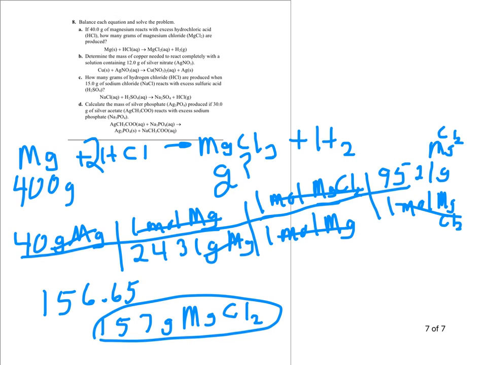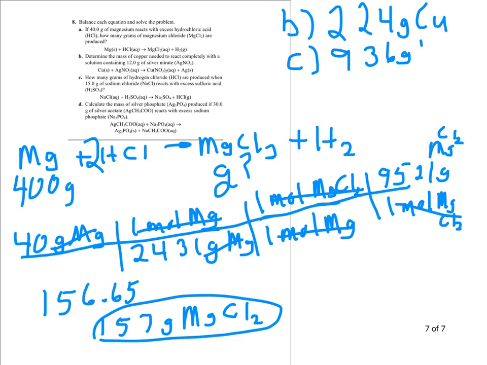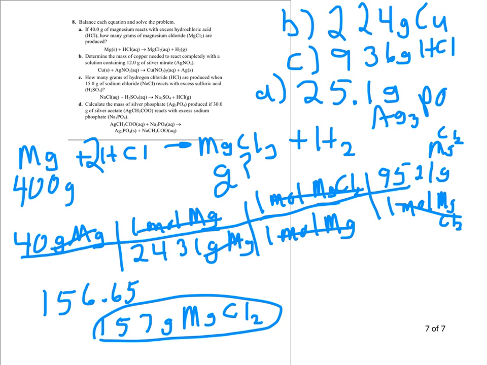B, the final answer is going to be 2.24 grams of copper. C is going to be 9.36 grams of HCl, and D is 25.1 grams of the silver phosphate. So there's the final 3 answers.